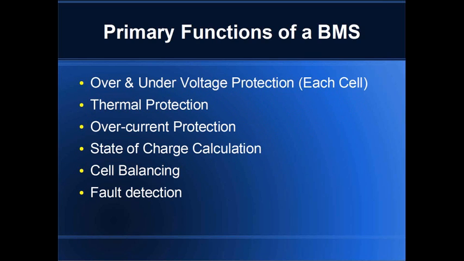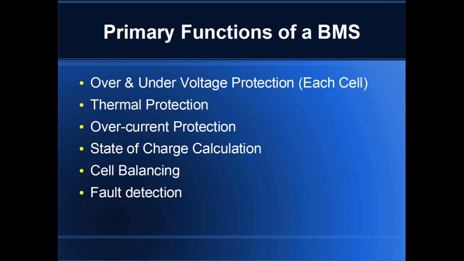So the primary functions of a battery management system for lithium batteries, the most important one is over and under voltage protection for each individual cell. This is very important for lithium cells, and we'll talk about why in just a little bit. But that's the main thing. They will also generally provide thermal protections if the battery is getting too hot or too cold, and they will usually provide some degree of overcurrent protection.